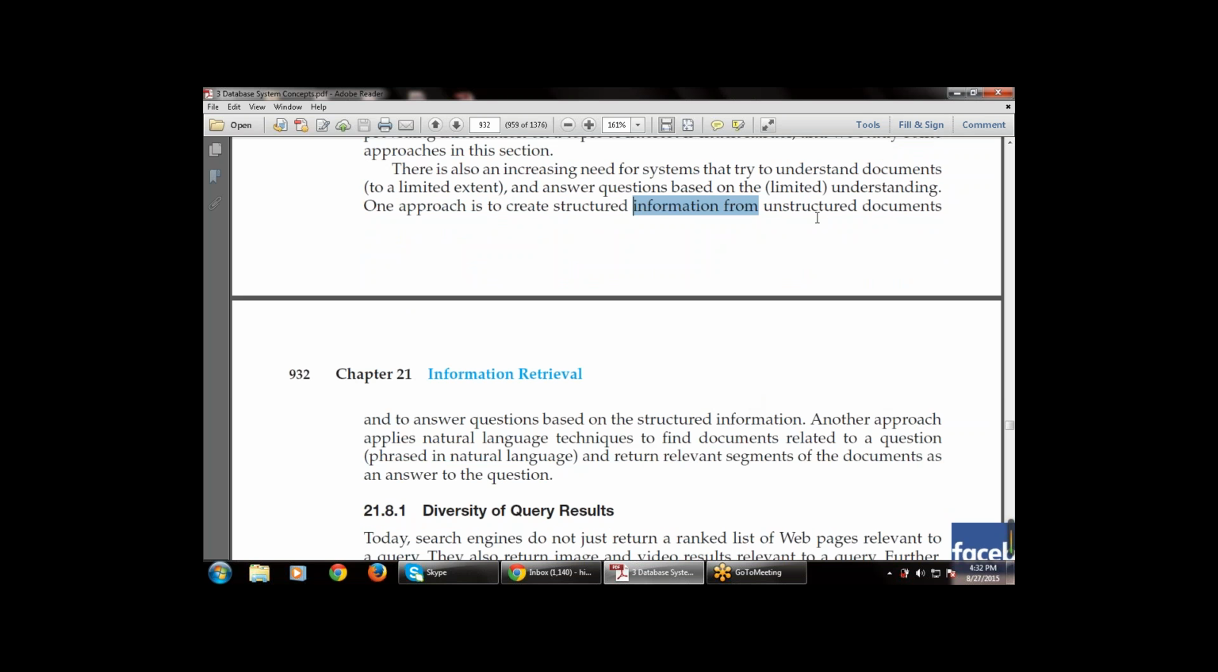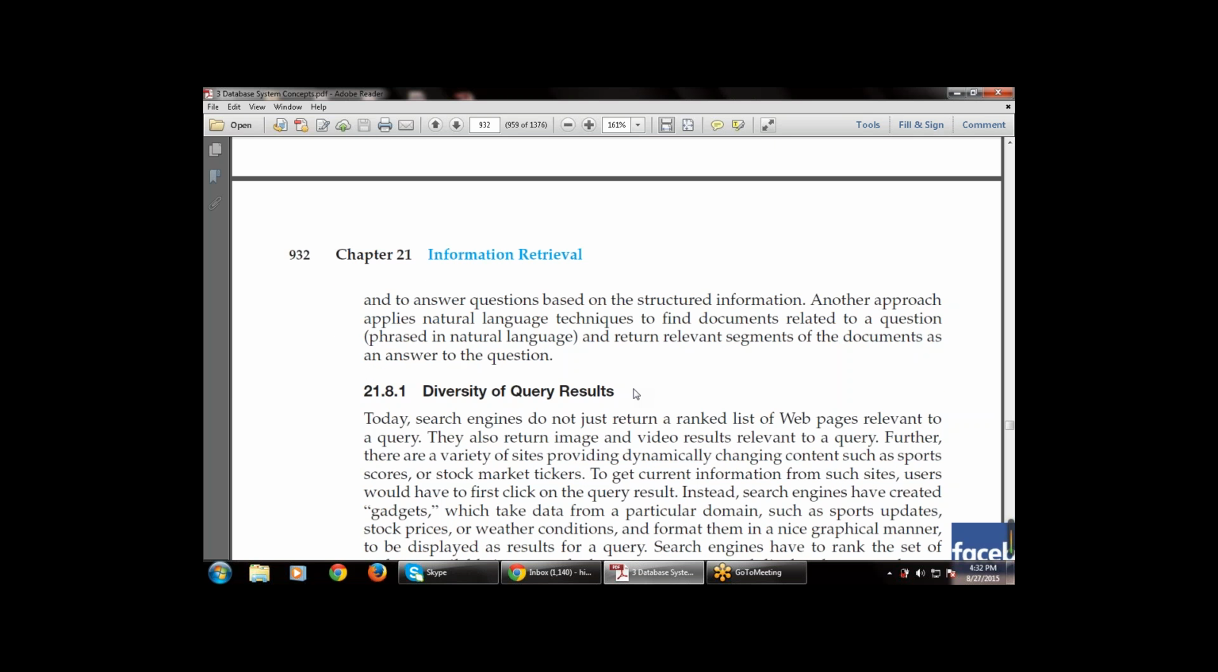So one approach is to create structured information from unstructured documents and answer the questions based on the structured information. Another approach applies natural language techniques to find the documents relating to a question and return the relevant segments of the document as an answer to the question. Whatever the relevant segment or content that is used gives the answers to the relevant questions.